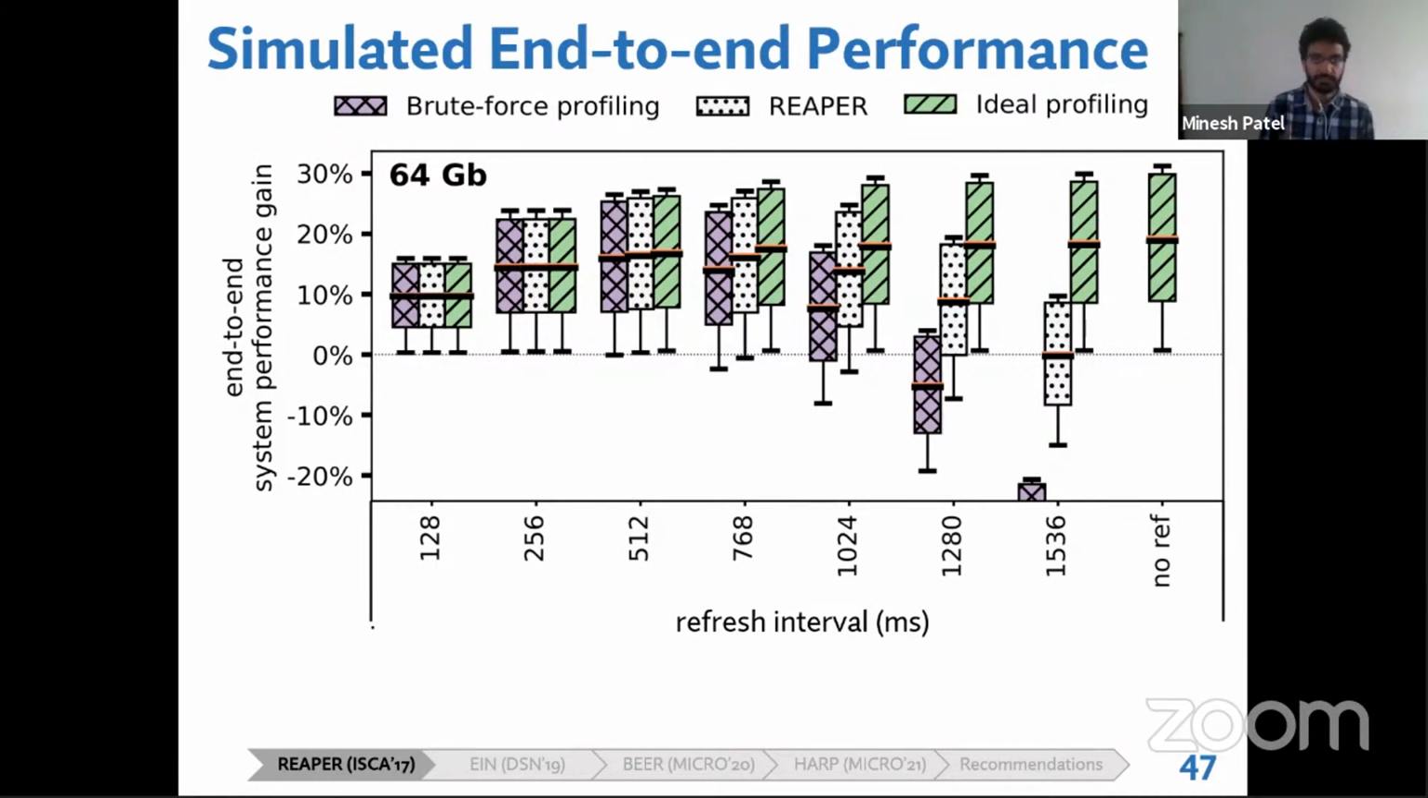Here's a plot of our simulated end-to-end performance gain for enabling operation at different refresh intervals. The different refresh intervals are shown along the x-axis. For each point, the 3 different box plots show the distribution of benchmark performance for brute force profiling, Reaper, and the ideal profiling mechanism that incurs no profiling overhead, from left to right, respectively. First, we observe that for short refresh intervals where we reprofile rarely, the profiling overhead is not very significant, and both profiling mechanisms come close to the ideal mechanism.